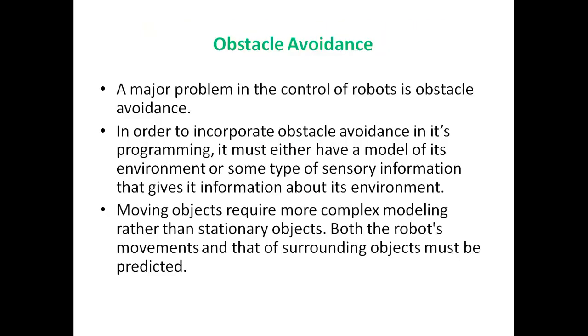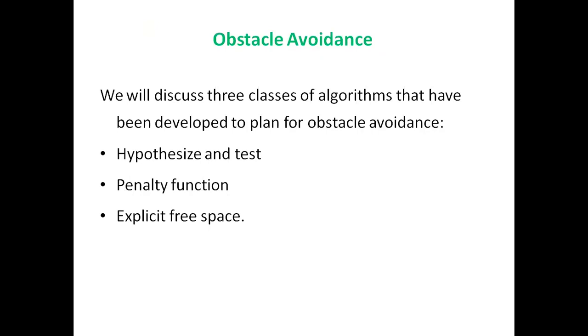An example of trajectory planning by simulation is shown here. A major problem in the control of a robot is obstacle avoidance. To incorporate obstacle avoidance in its programming, we must either have a model of its environment or some type of sensor information which gives information about its environment. Moving objects require more complex modeling than stationary objects, since both the robot's movement and that of the surrounding objects must be predicted. Three cases of algorithms have been developed to plan for obstacle avoidance: hypothesis and test, penalty function, and explicit free space.